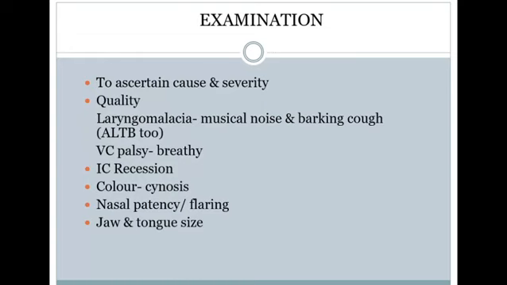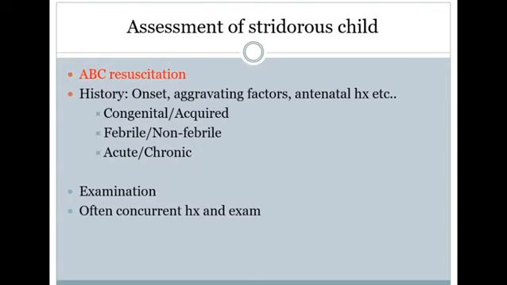For example, you may just give oxygen initially, but now you see that the child is getting worse with all the signs here: cyanosis, intercostal recession, and the saturation keeps on dropping. So maybe you want to secure the airway now by means of intubation. Okay, so that's your examination.